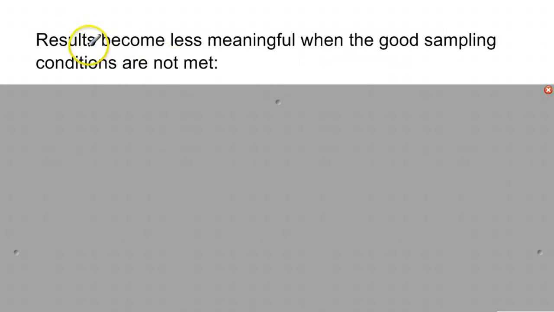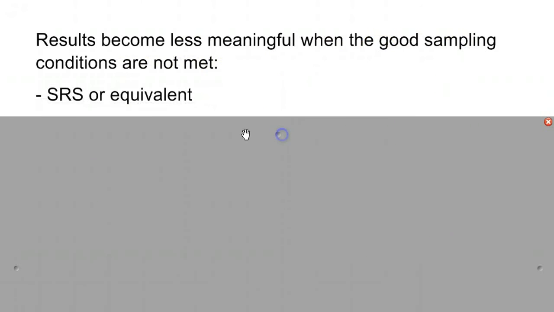So let's also look at how you sample. You can get the most precise results in the world. You can get the tightest confidence interval you've ever seen, but when you don't have good sampling techniques, it's all worthless. You need to have a simple random sample or something equivalent to it. Equivalent ones that are considered good typically would include a stratified random sample, systematic sample in most cases, and occasionally a cluster sample, but generally not.